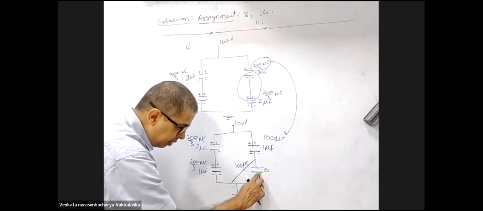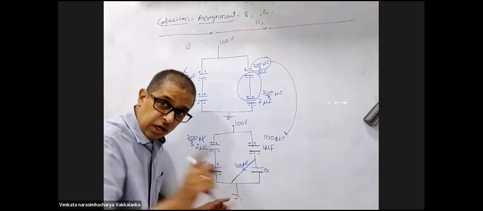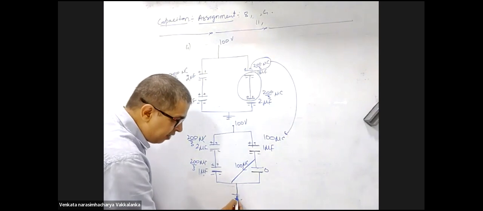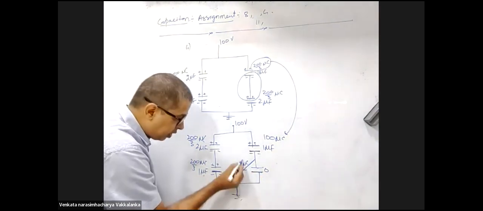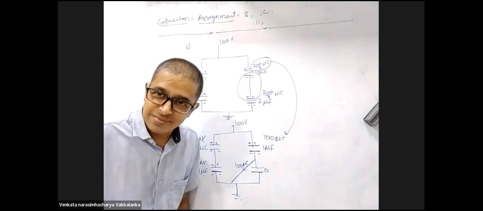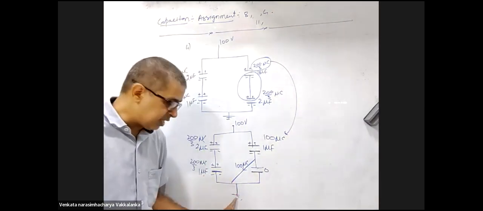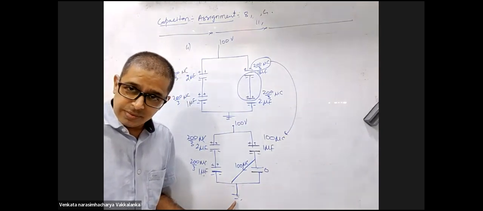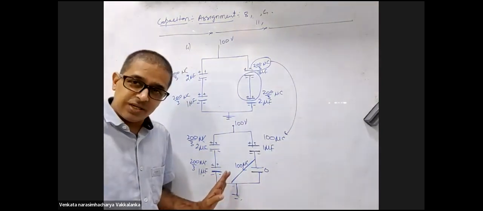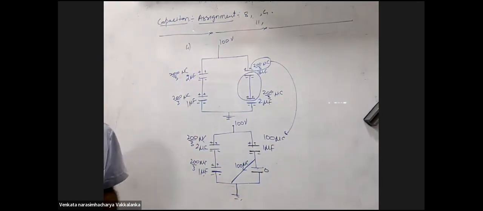This became 0. That means this minus 200 by 3 went into the ground, but the charge that went into the ground includes not only this minus 200 by 3, but also this 100. Now you know the total charge which went into the ground and the charge which went through the switch. Will you be able to complete the problem? Yes, sir. Done, sir.